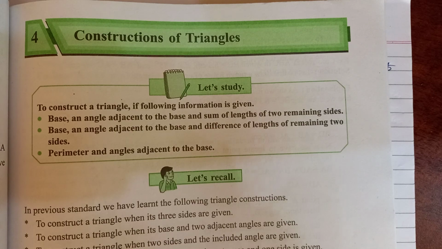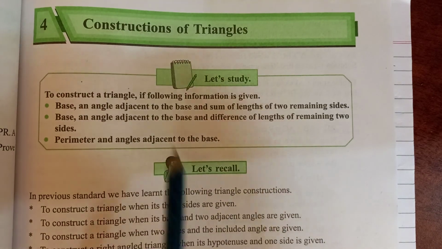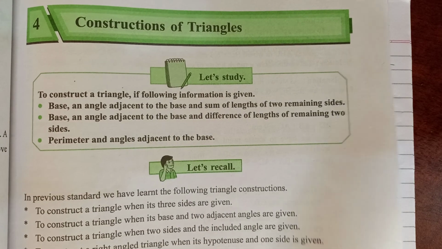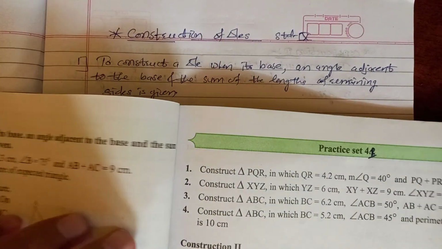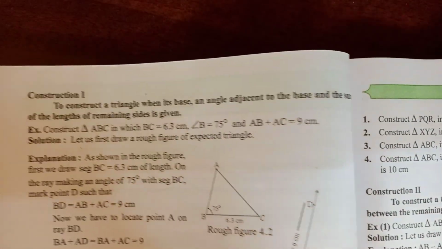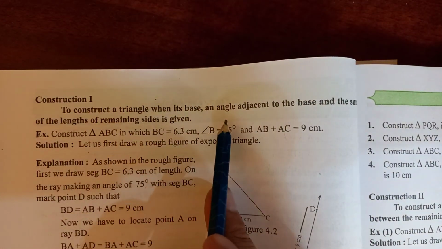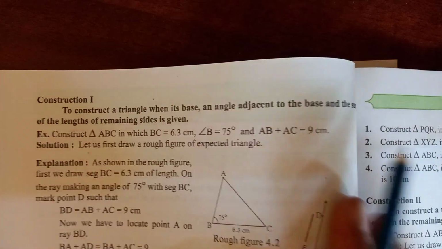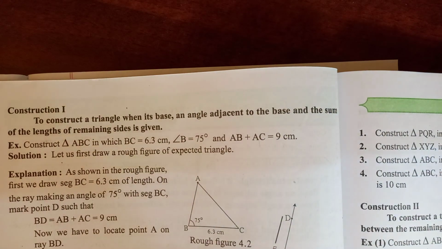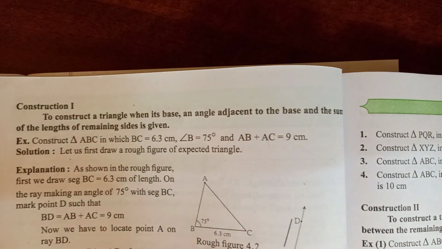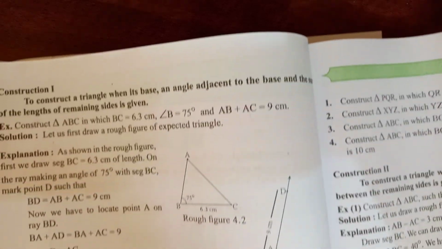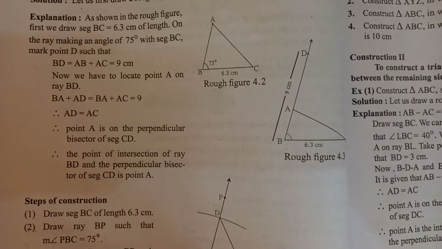Now, in the construction of triangles, first you have to study some new constructions. So very first we'll see the first construction. To construct a triangle when its base, an angle adjacent to the base, and the sum of the lengths of the remaining sides are given. This is totally new for you. It means if the sum of two sides, one base and one base angle are given, then how to construct it?